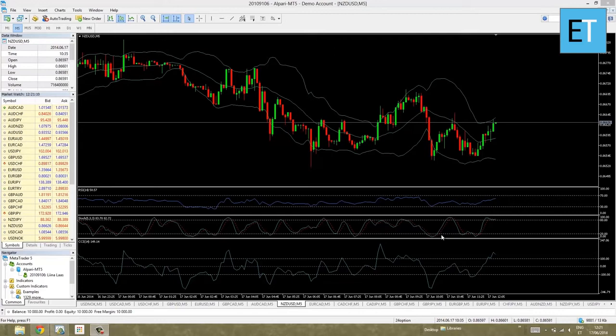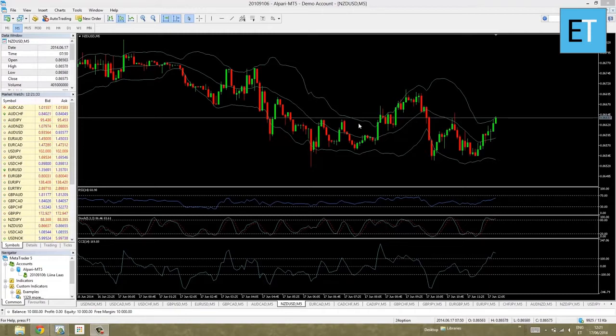The stochastic indicator, I'm looking for a crossover on the right-hand side, preferably under the markers of 20 and 80. And the CCI, I'm looking for it to be either as high or low as possible. I would want it to be at least over 150 or lower than minus 150.